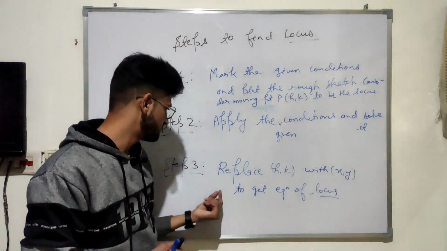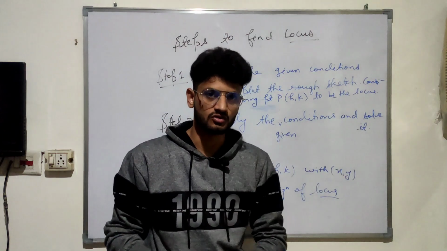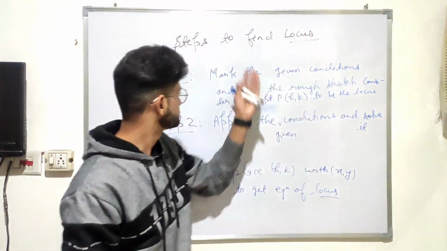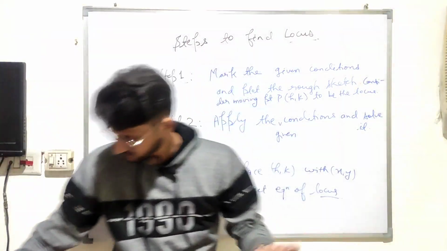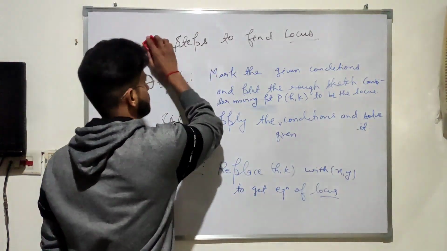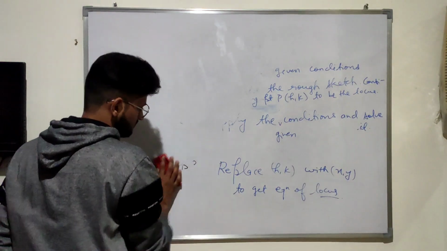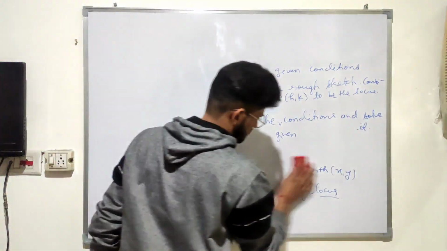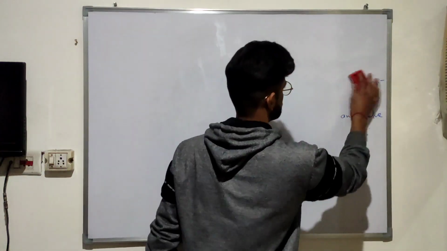And finally, in step number 3, we will replace h comma k with x comma y to get our equation for the locus. So let's understand these steps very clearly by solving some problems. Let's say we have been asked to find the equation of a locus. What will be our approach to solve it, and how will we achieve it? Let's say we have been given questions.